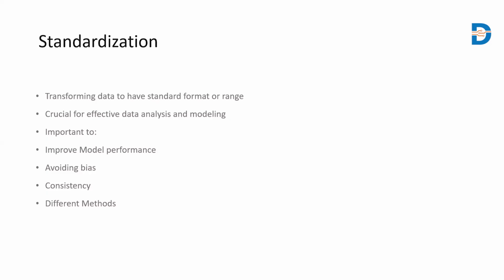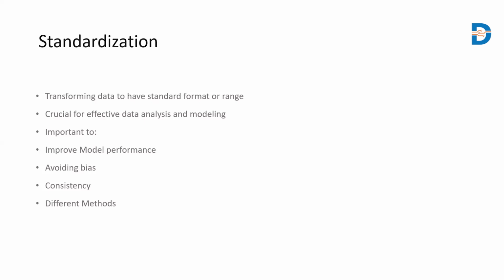Many machine learning algorithms, like gradient descent based models, rely on the scale of data to converge faster and find optimal solutions. Algorithms like support vector machines and principal component analysis are sensitive to the magnitude of features. Standardization is also important to avoid bias, because features with larger ranges can disproportionately influence models if the data is not standardized.